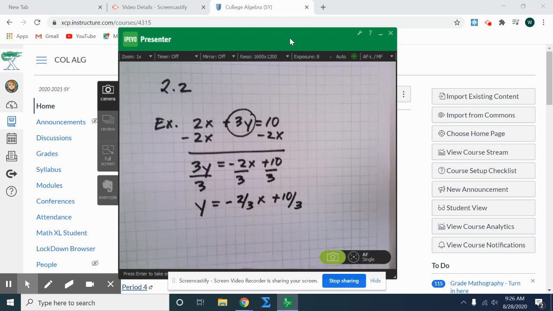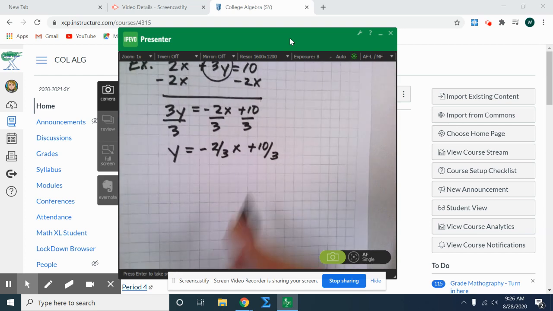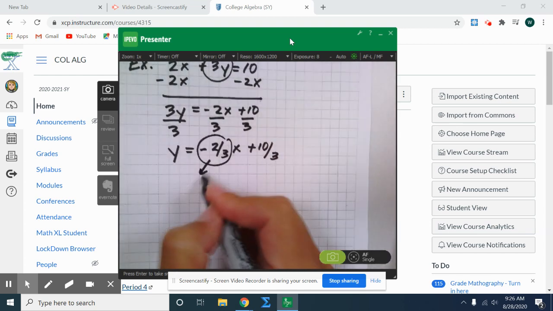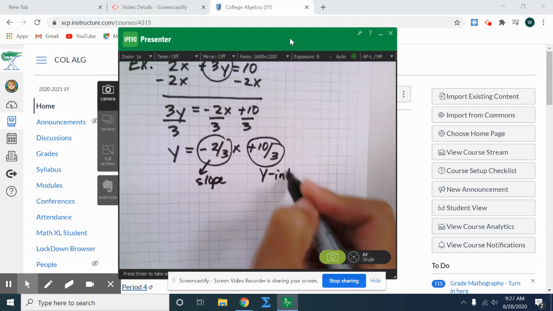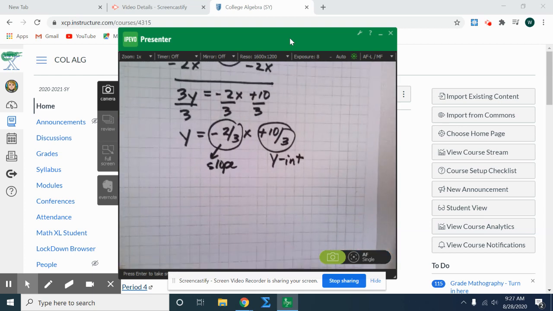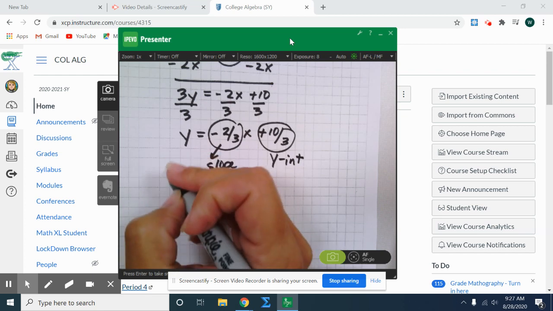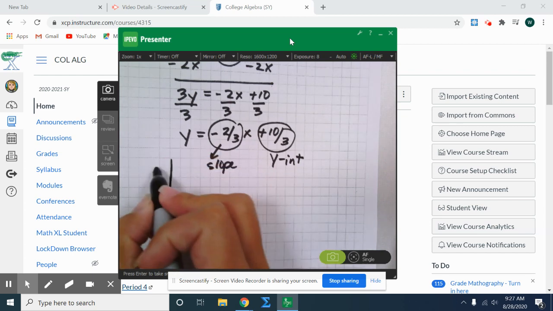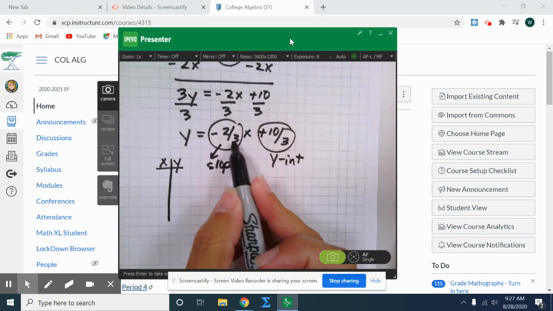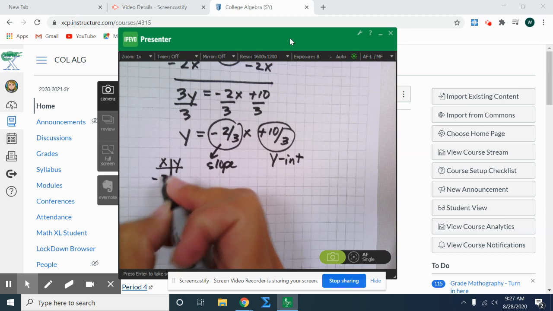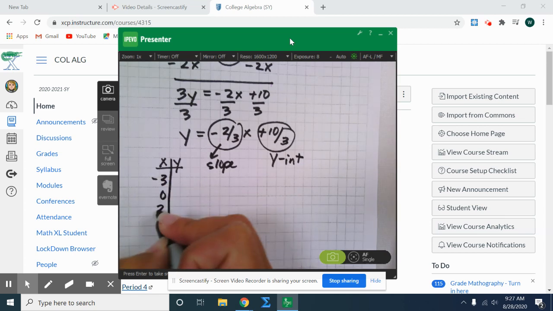Let's then graph this. Here's our slope, and here's our y-intercept. On this one, I'm going to graph using a table. Go ahead and draw a little table here for x and y. I'm going to use points that are multiples of 3, so I don't get as many decimals. So I'm going to use -3, 0, and 3. You could use any points for x that you want.